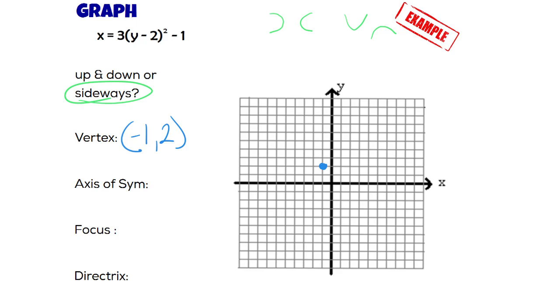Now, because this is a sideways parabola, if I were to cut this thing in half, whether it was the left one or the right one, it's going to be a horizontal line. So the axis of symmetry is going to go right through the vertex, and it's going to be a horizontal line. Horizontal lines are going to be y equals. You don't necessarily have to graph the axis of symmetry, but it would go right through here. So that'd be y equals 2.